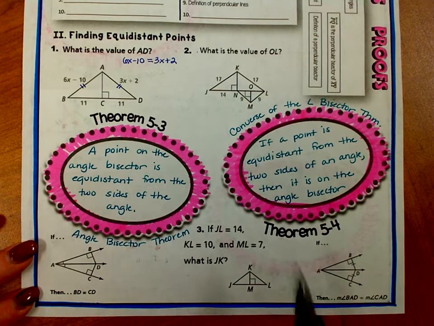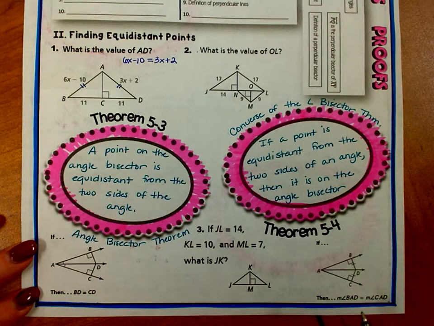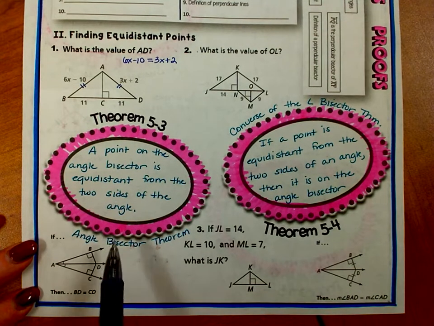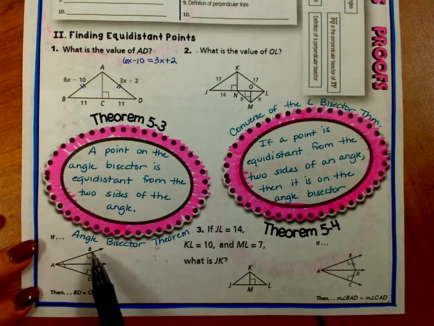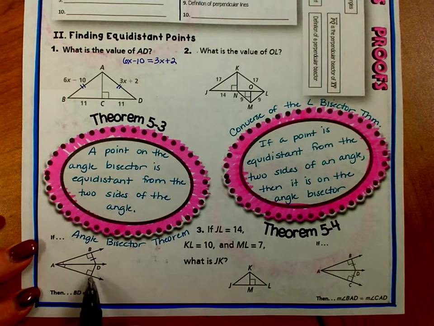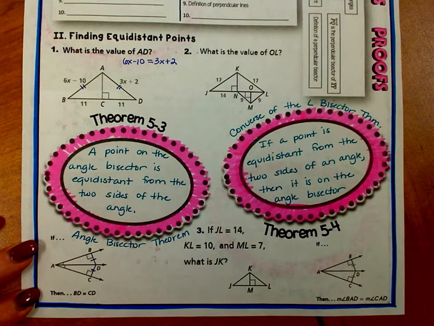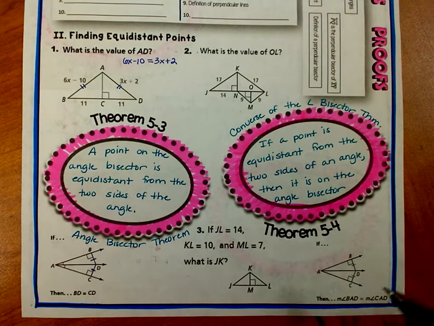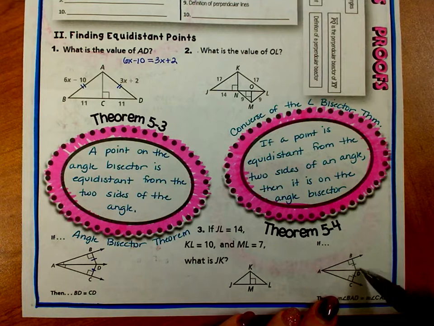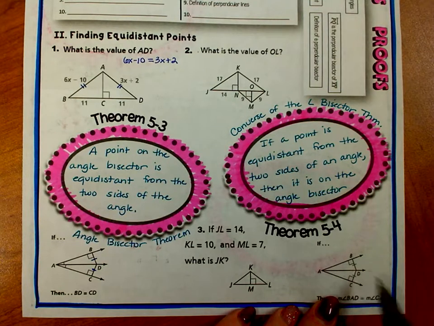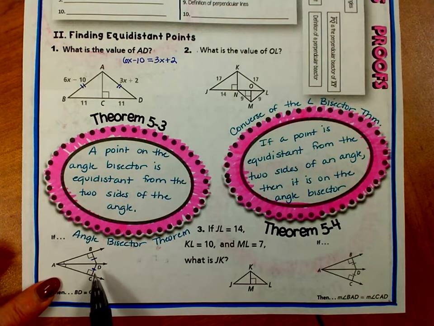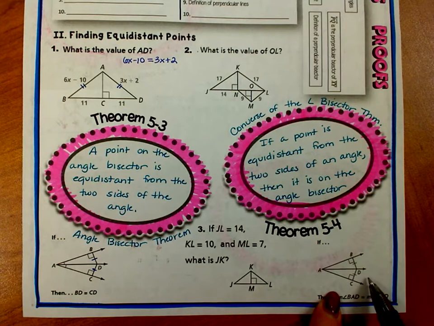Okay, so what do these theorems mean? These theorems mean, first of all, if AD is an angle bisector, then BD is going to be congruent to CD. C and B are equidistant from point D. Over here, if BD and CD are congruent and they're perpendicular, then AD is an angle bisector. So here we can prove congruent lengths. Here we can prove an angle bisector.